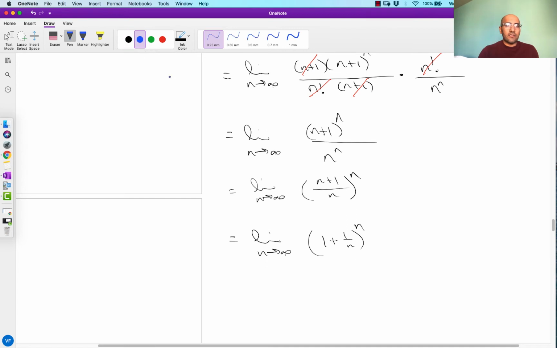And this, for some of you, might look familiar. This is exactly equal to e. That's the definition of the number e. Let me show you where that is. It's on page 222 of your book.